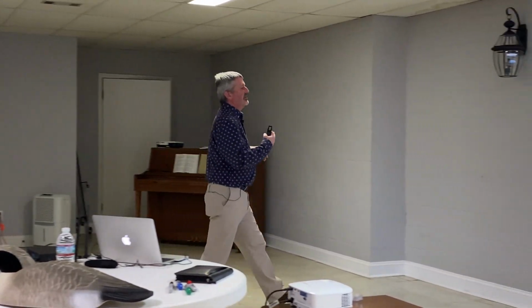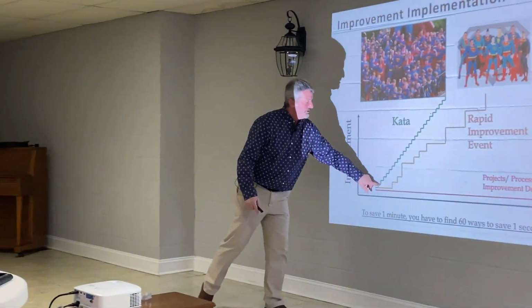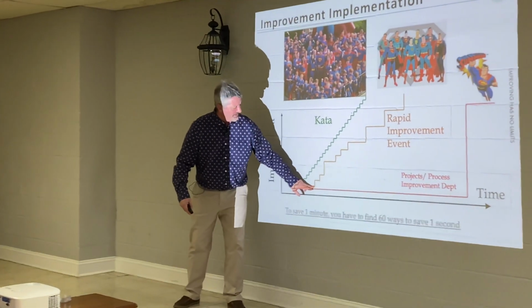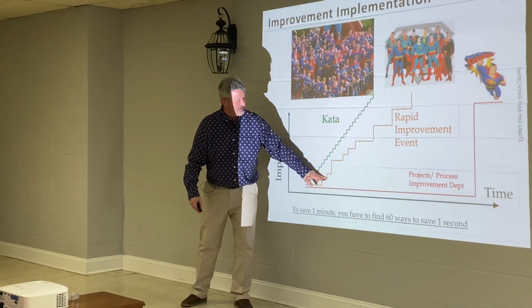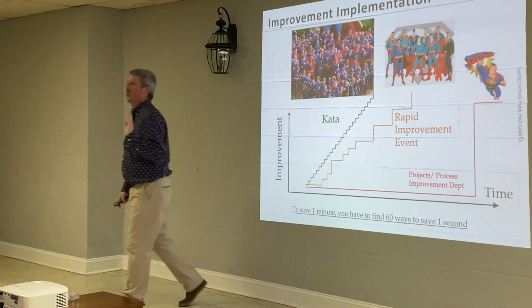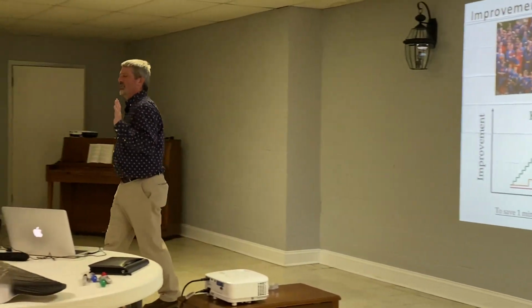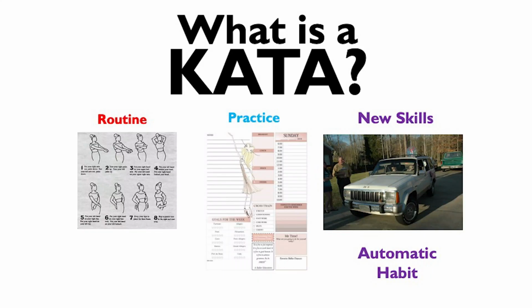This Kata piece I'm going to introduce now is how we improve a little bit every day. Like a rapid improvement, you improve, go up a little bit, do the next one, go up a little bit. A lot of organizations are very successful doing rapid improvement events. We've adopted the Kata process because it allows us to try to improve a little bit every day. To say it a different way, to save 1 minute, you have to find 60 ways to save 1 second. That's the whole idea of Kata. How do we save those 1 seconds each and every day instead of going for the home run?